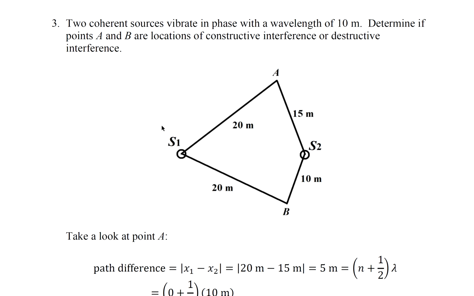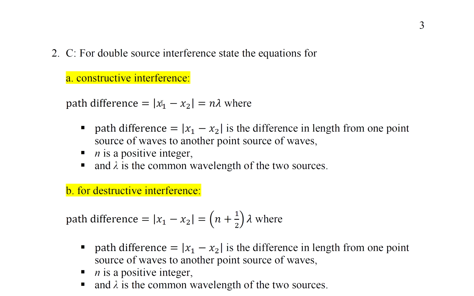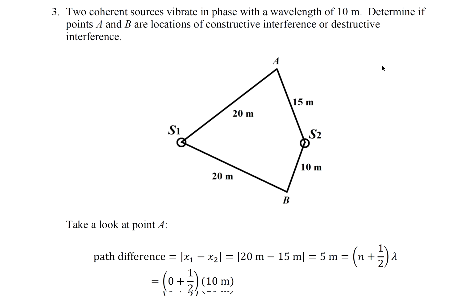Determine if points A and B are locations of constructive interference or destructive interference. So take a look at this equation up here for constructive interference. Path difference equals x1 minus x2 equals n lambda. So look at point A. The path difference is 20 meters minus 15 meters, that's 5. So the path difference is x1 minus x2, which is 5 meters.